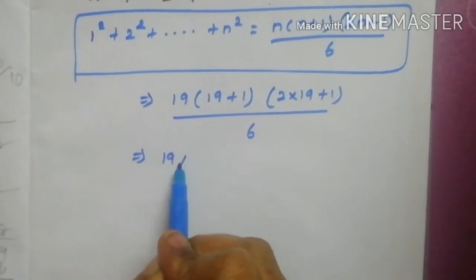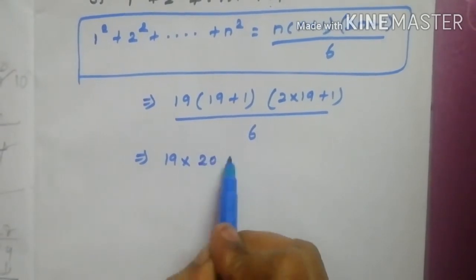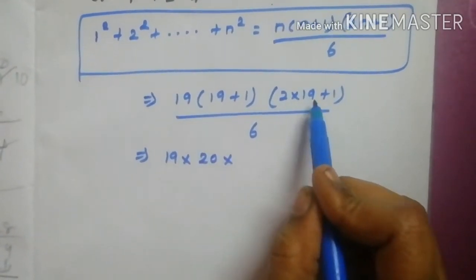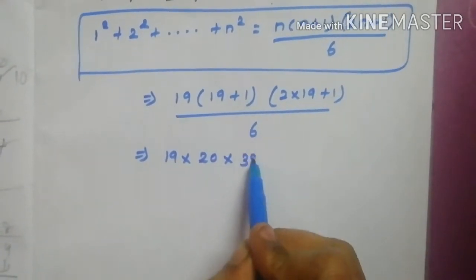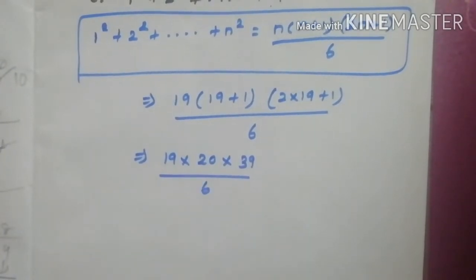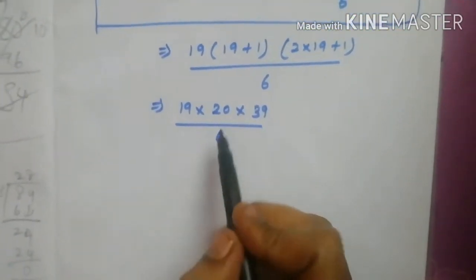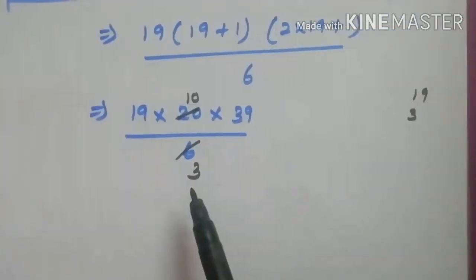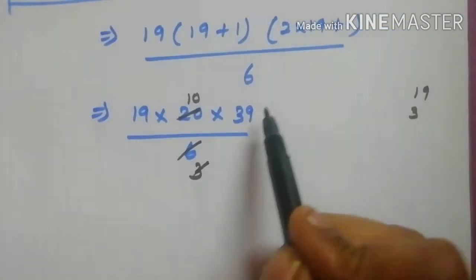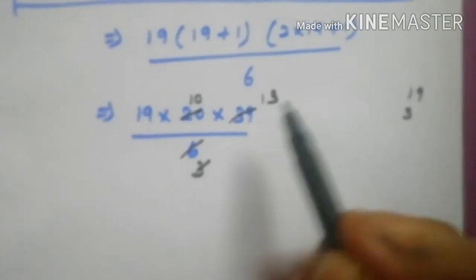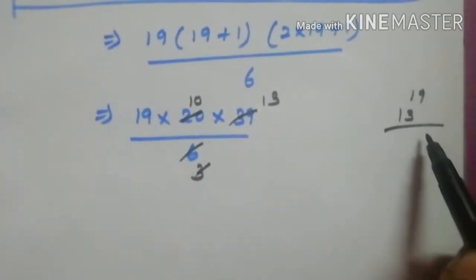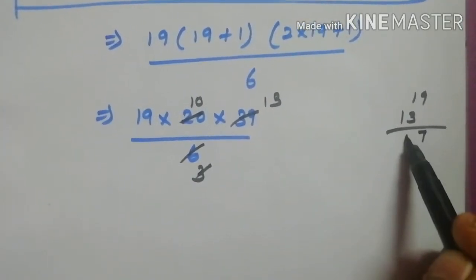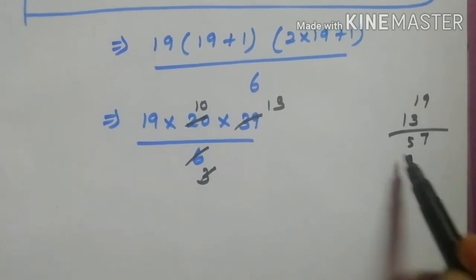Here 19 into 19 plus 1, we have 20. 19 2s are 38 plus 1, 39, by 6. Here we cancel. 2 3s are 6, 2 10s are 20. Here 3 table, 13. So 19 into 13.